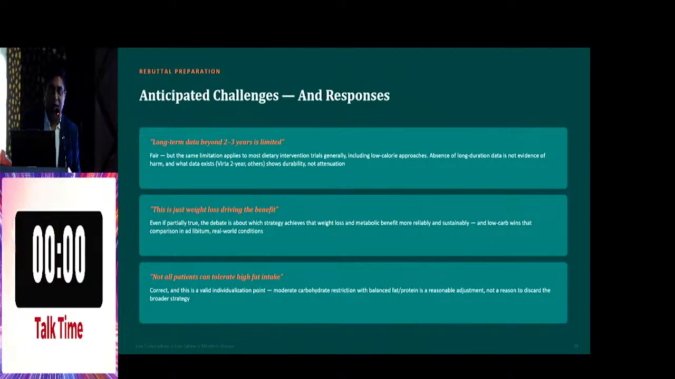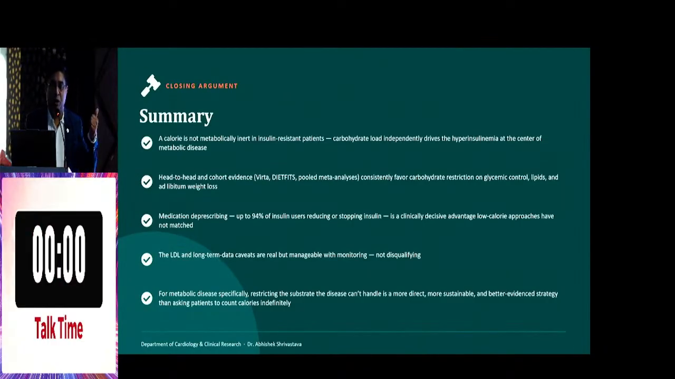To summarize quickly, a calorie is not metabolically inert in insulin-resistant patients. Carbohydrate load independently drives hyperinsulinemia. Head-to-head and cohort evidence consistently favors carbohydrate restriction on glycemic control, lipids, and weight loss. In medication prescribing, up to 94% of insulin users reduced or stopped insulin. Long-term data caveats are real but manageable with monitoring.